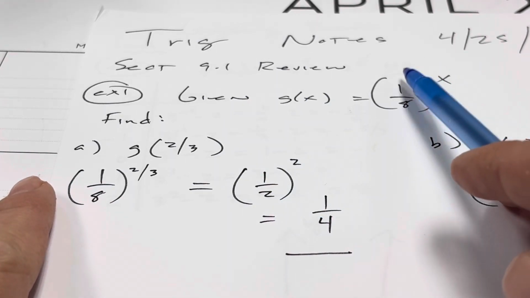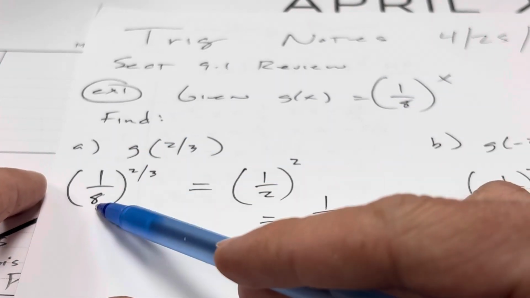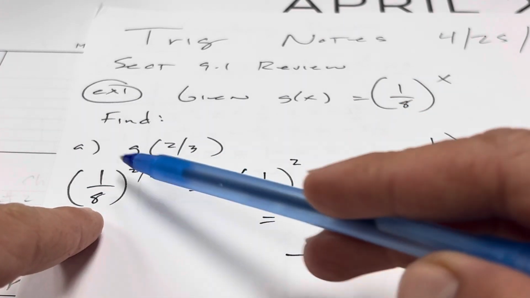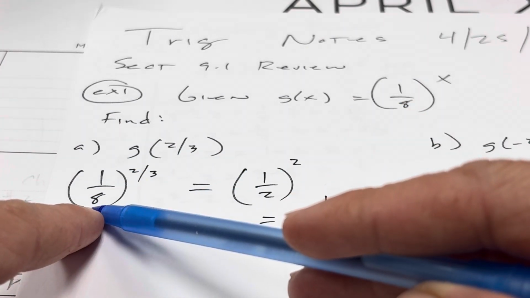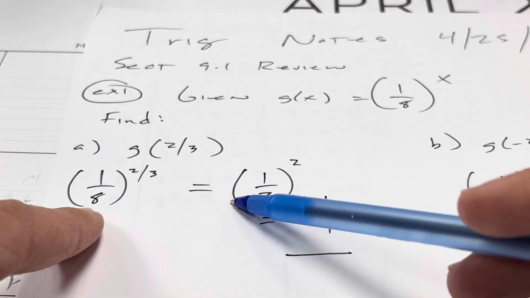Given g of x is equal to 1/8 to the x power, find g of 2/3. So we have 1/8 to the 2/3 power. So here's what we're doing. We're going to take the third root of 1/8, which is actually 1/2, and then we're going to square it. So what is 1/2 squared?